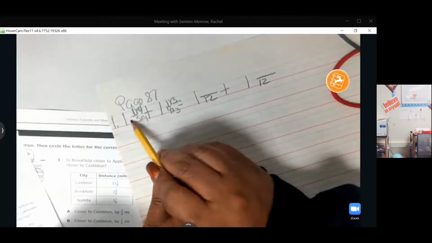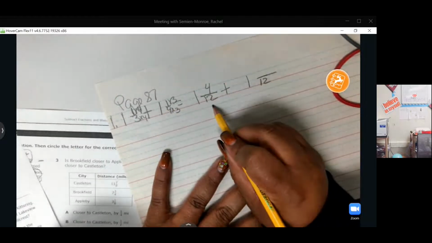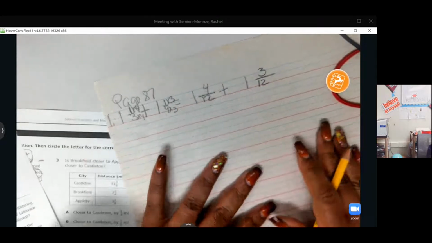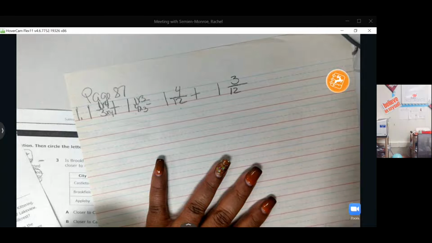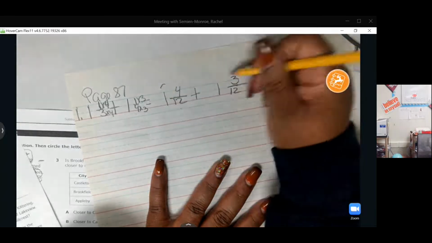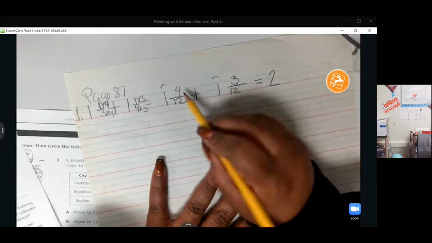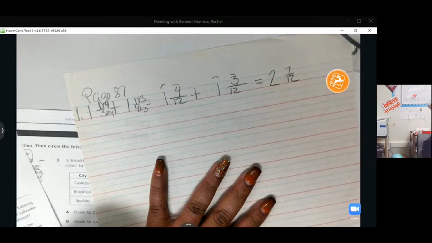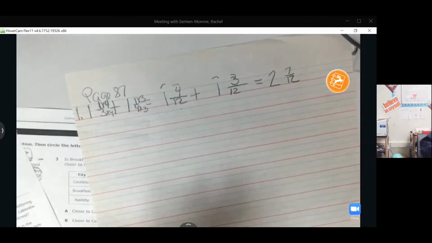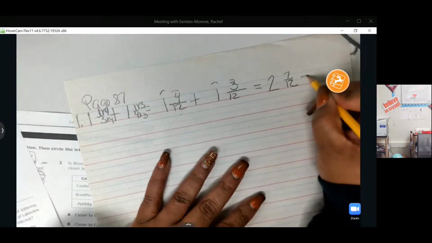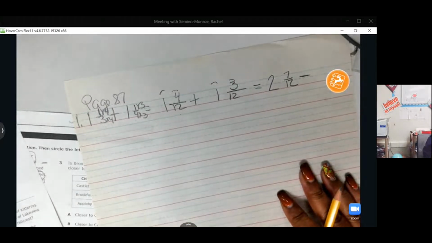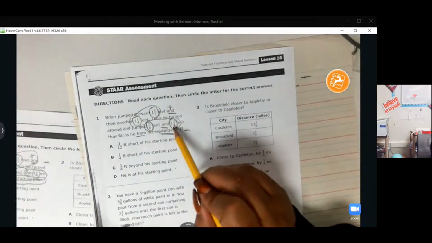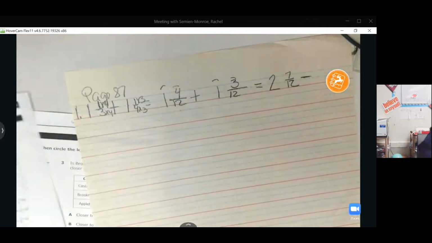So what are we doing? 1 times 4 is going to be 4. We already have our 12. 1 times 3, bring it over here. We already have our 12. So what is our first addition? It is going to be 1 and 1 makes 2. 4 plus 3 makes 7 over 12. We're not done because we now have to subtract this. What are we subtracting? We are subtracting 2 and 7/12 from 5/6 and 1 3/4. Let's get started.